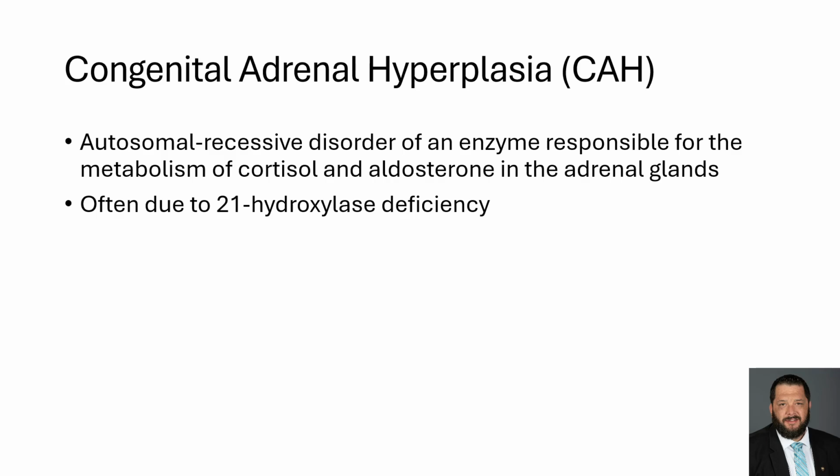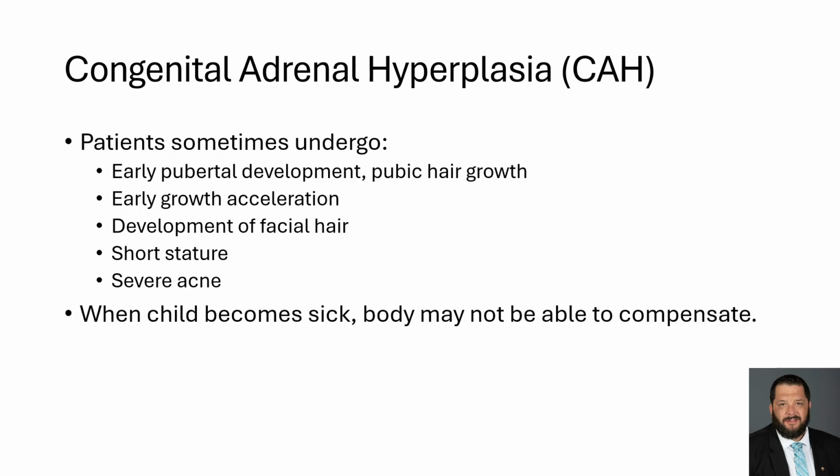CAH, this is congenital adrenal hyperplasia. This is an autosomal recessive disorder of an enzyme responsible for the metabolism of cortisol and aldosterone in the adrenal glands. It's most commonly due to 21-hydroxylase deficiency. Males are born appearing normal, although some may exhibit signs of puberty as toddlers, including increased musculature, penis growth, pubic hair, and lowering of the voice. Females may present in a masculinized presentation, so things like an enlarged clitoris that resembles a penis.